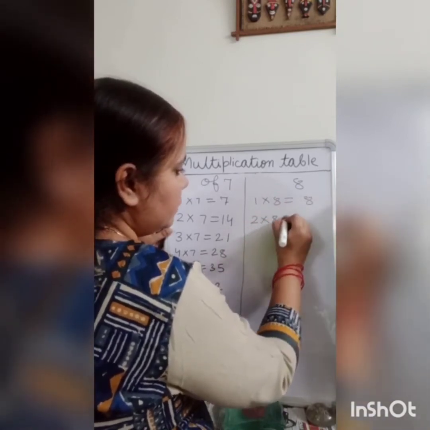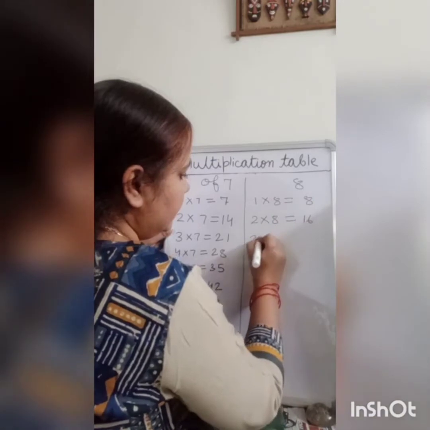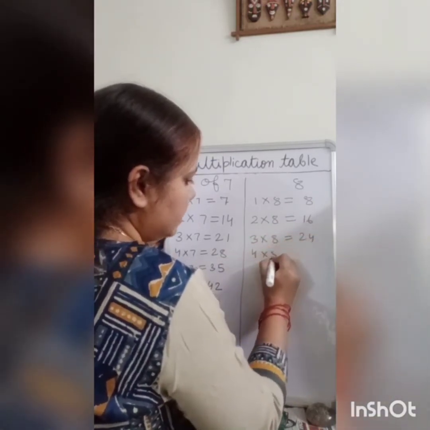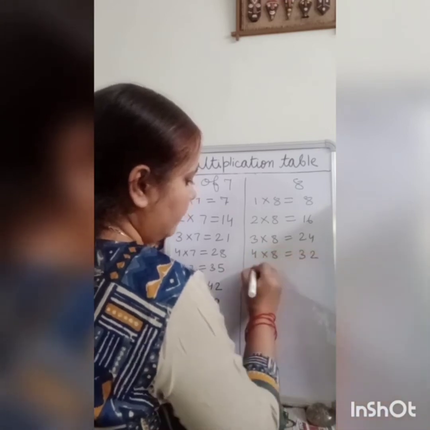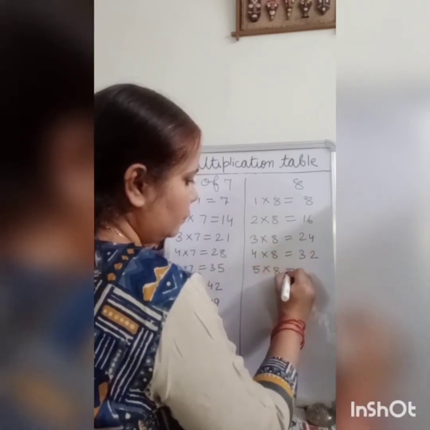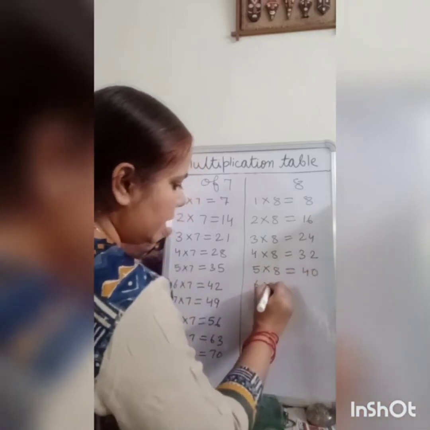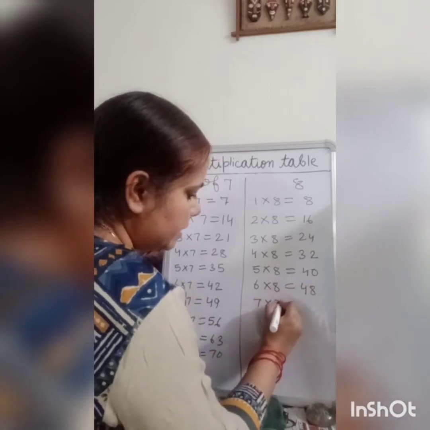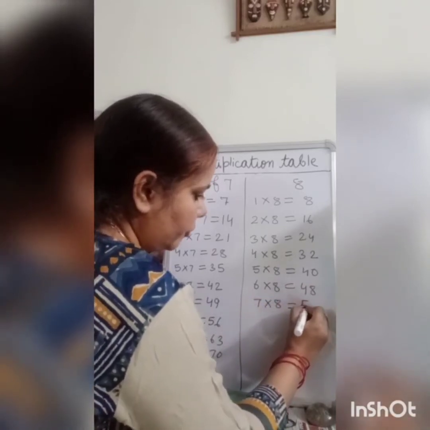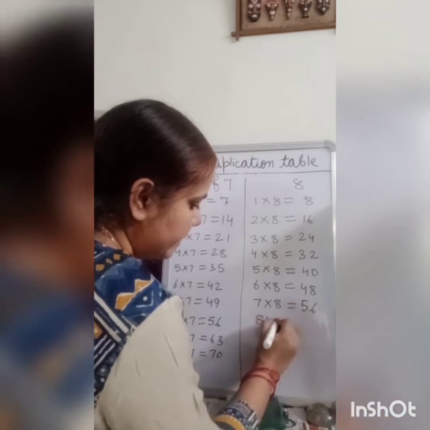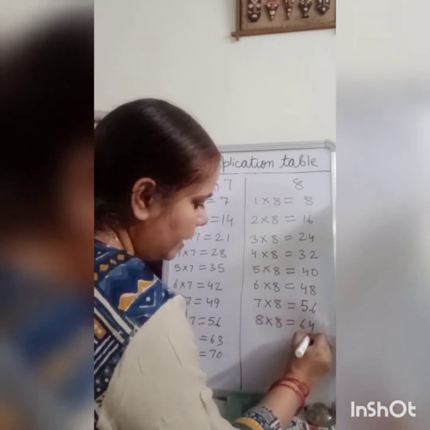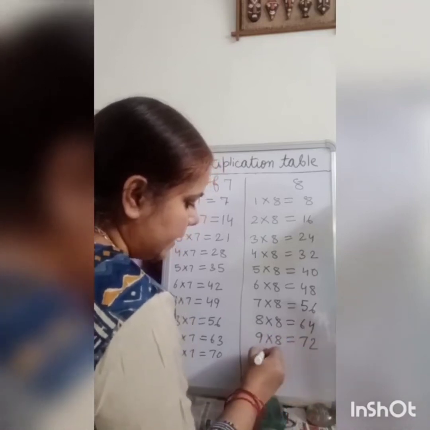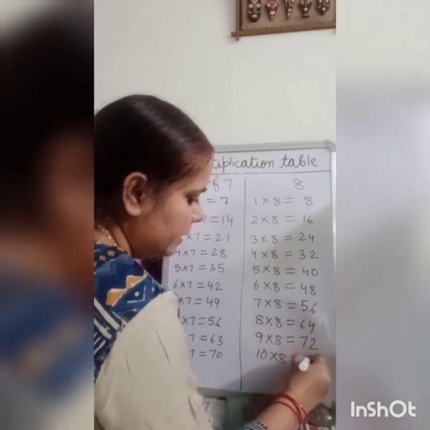2 times 8 is equal to 16. And 3 times 8 is equal to 24. And 4 times 8 is equal to 32. And 5 times 8 is equal to 40. And 6 times 8 is equal to 48. And then 7 times 8 is equal to 56. And 8 times 8 is equal to 64. And 9 times 8 is equal to 72. And 10 times 8 is equal to 80.